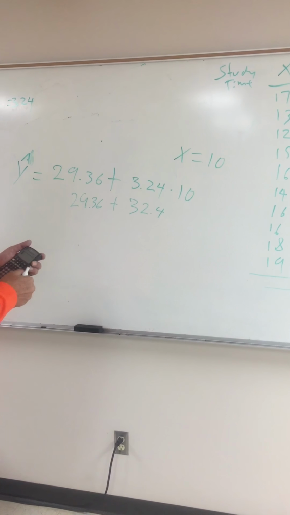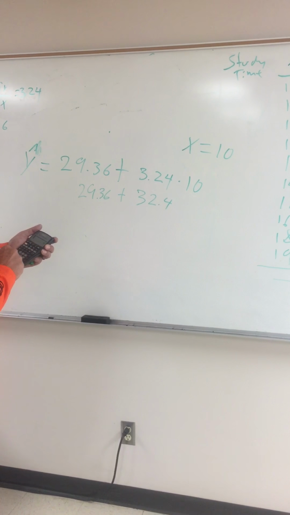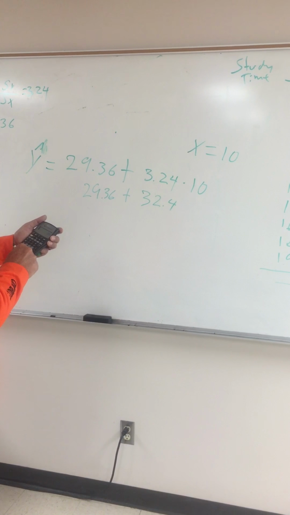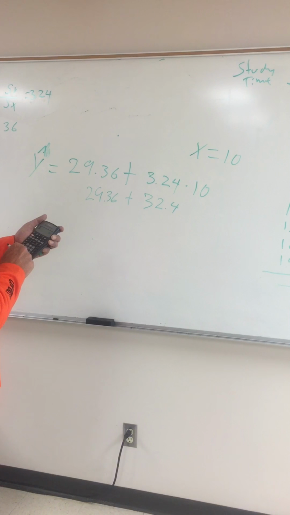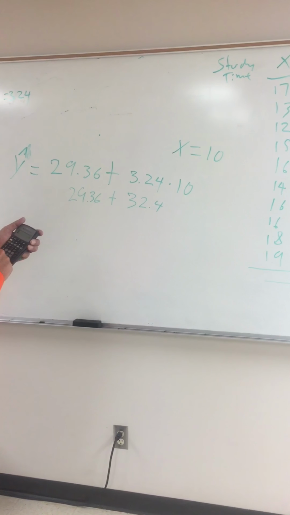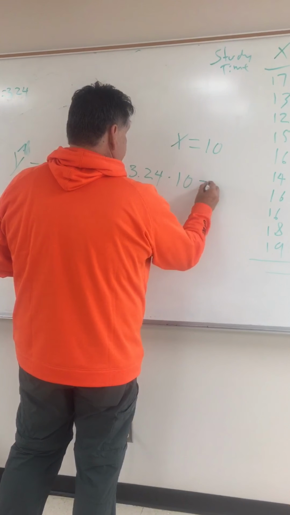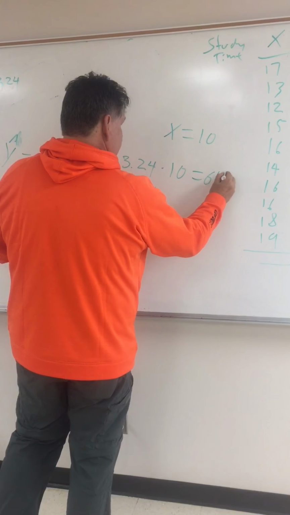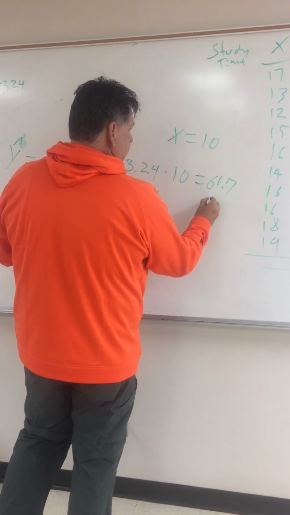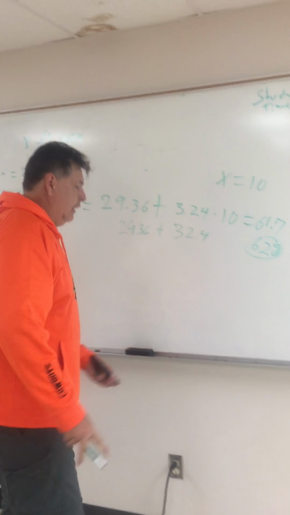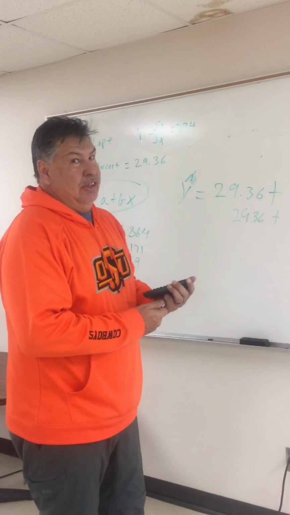Now, here's a nice, neat thing, is we just put 29.36 plus 32.4, that'll give us our grade, which is a 61.7 or a 62, rounded up to a 62% for your final grade. Not very good.